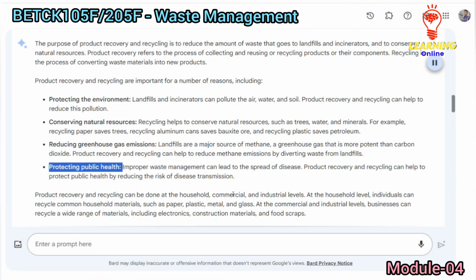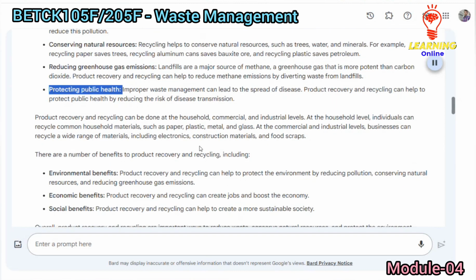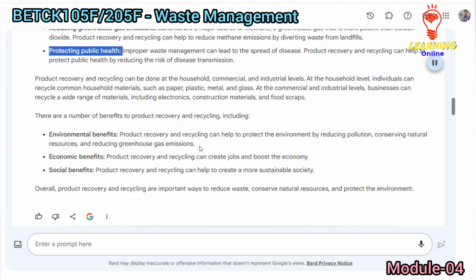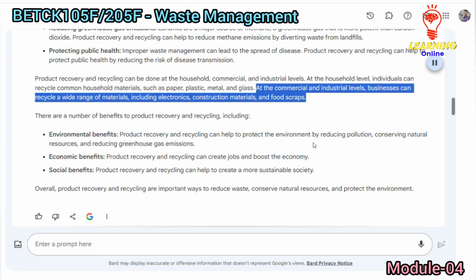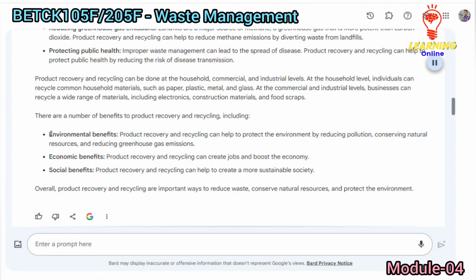Protecting public health. Improper waste management can lead to the spread of disease. Product recovery and recycling can help to protect public health by reducing the risk of disease transmission. Product recovery and recycling can be done at the household, commercial, and industrial levels. At the household level, individuals can recycle common household materials, such as paper, plastic, metal, and glass. At the commercial and industrial levels, businesses can recycle a wide range of materials, including electronics, construction materials, and food scraps. There are a number of benefits to product recovery and recycling, including environmental benefits.